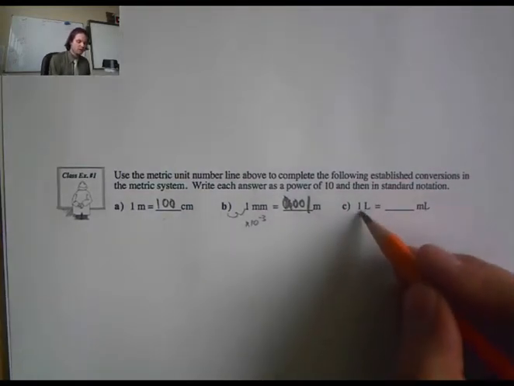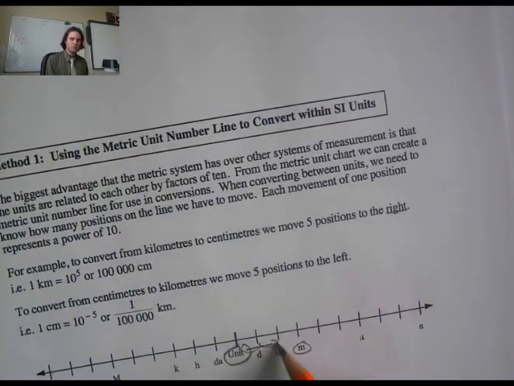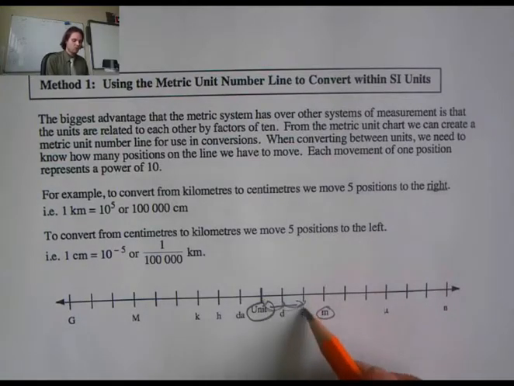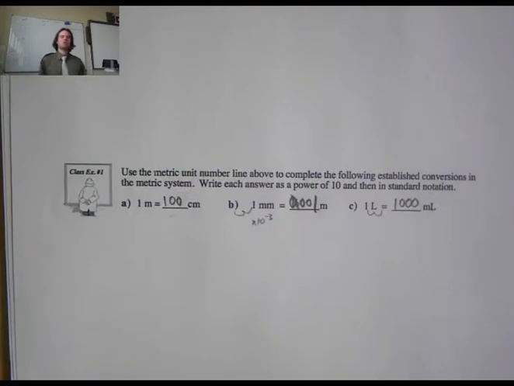Well, this time we have to move the decimal that way. So we're moving the decimal. This is how many times we move the decimal over. It's like 1, 2, 3. Okay, so that is going to be 1,000. It's just a moving of the decimal. That's all that one is.